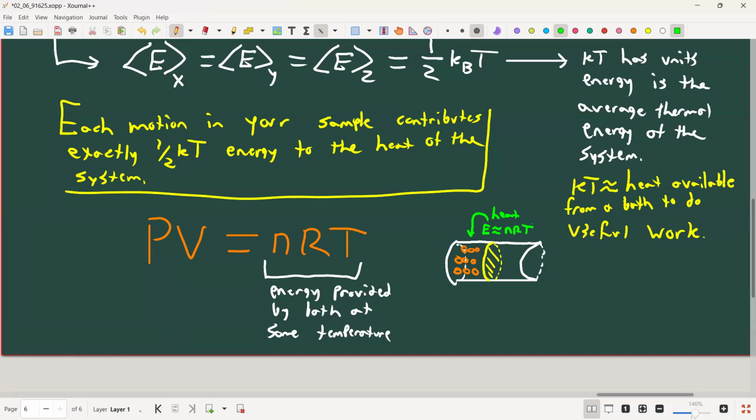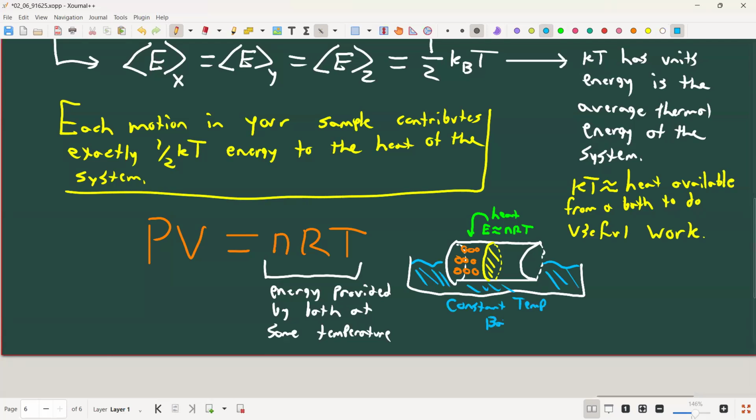This is at isothermal conditions. So I could put it in a bath, for instance, a constant temperature bath. That bath is either pulling energy out or feeding energy into the gas. Imagine the bath is hot and the gas is cold, so it's feeding heat into the gas. And what does Pivner tell us? Well, it says that for all the nRT that I kick in there, it's equal to this value PV.